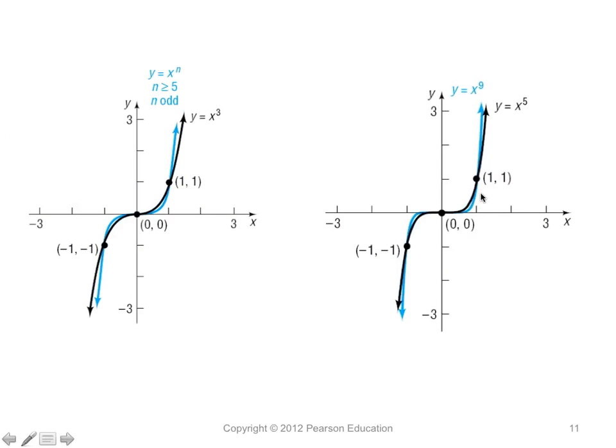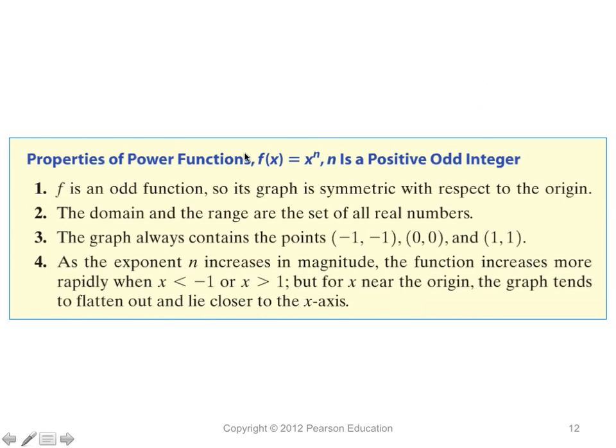So this is the same thing over here. y equals x to the 5th is shown in black, and y equals x to the 9th is shown in blue. And it has very similar properties as the positive even integer power function, but this one's odd. So first, it's not going to be an even function, it's going to be an odd function, which means that it's symmetric with respect to the origin. The domain and the range in this case are going to be the set of all real numbers. There are 3 points again that are contained.